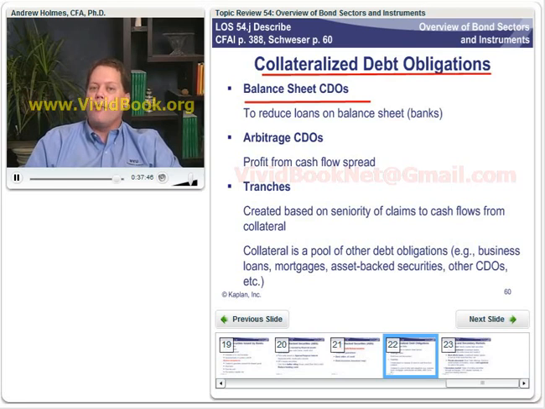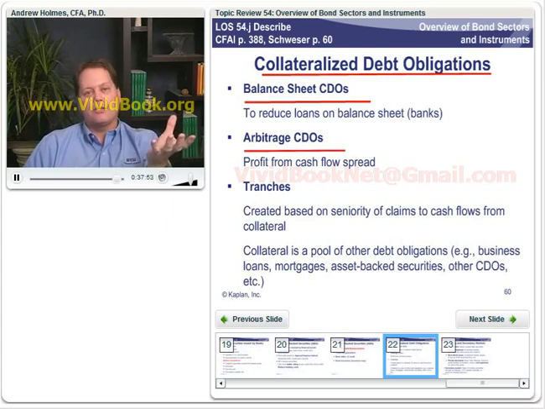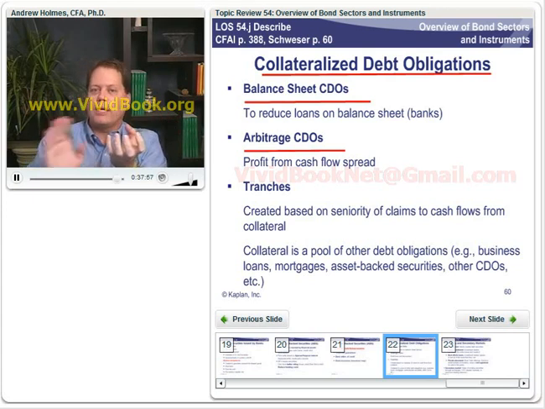Okay, the other motivation is an arbitrage CDO, and you have to remember that what's happening here is we are buying some receivables. So let's say we buy $100 worth of receivables, and then we're going to put them into a pool and we're going to sell some securities against those. Okay, and if we buy $100 worth of receivables and we can create $105 worth of securities, then we have an arbitrage opportunity, right? So it is an arbitrage motivation where we're going to profit from the cash flow spread.